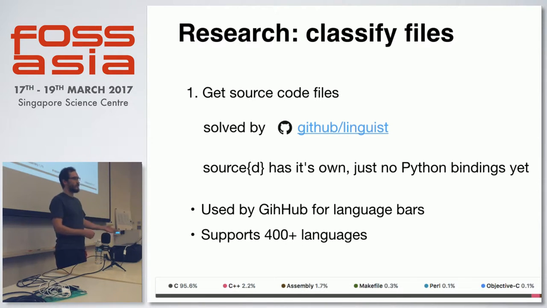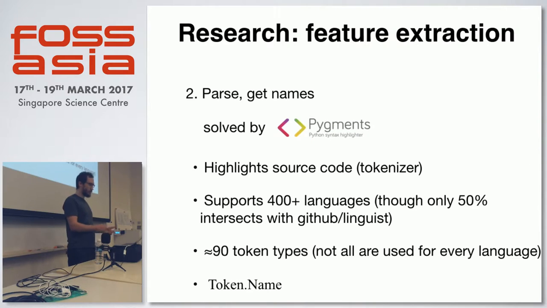With that, we're able to identify only files containing source code and the language they're written in. From there, we parse those with an existing parser, the syntax highlighter Pygments. It's also an open source project, famous in the Python ecosystem. It also supports 400-plus languages, but there's a difference: the intersection is about 200 common languages that both libraries support.